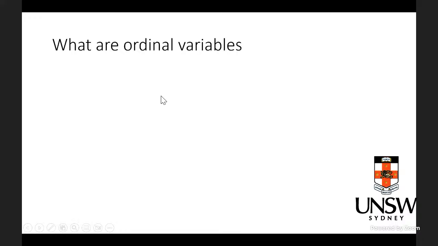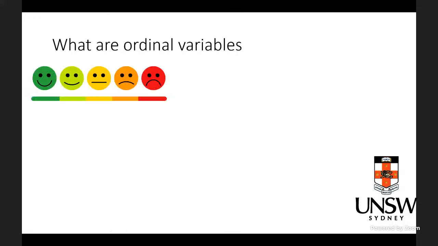So, what are ordinal variables? Well, here's a classic one. It's a Likert scale satisfaction rating. Anything that's categorical, and the categories have an ordered structure to them, is an ordinal variable. So with a Likert scale, it often goes from strongly disagree up to strongly agree. And these are like categories, whether you agree or whether you disagree, but they do have this ordered nature.